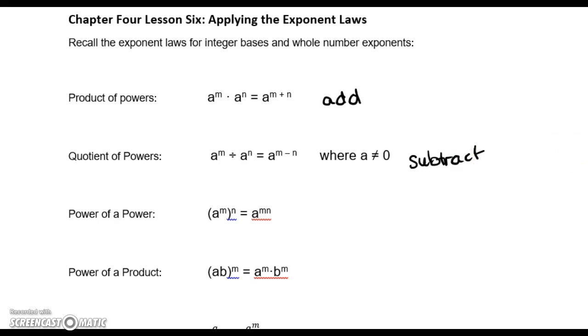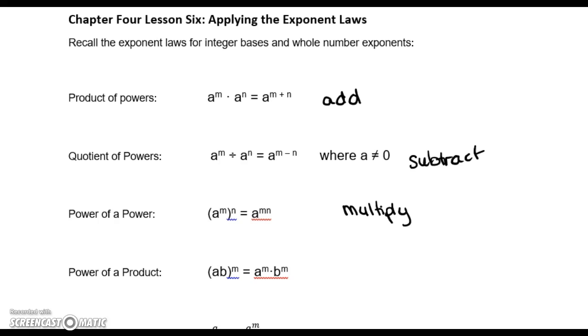Then you have a power of a power, where you have some number with an exponent, and then brackets on the outside with another exponent. When it's a power of a power, you multiply the exponents, and you keep the same base. That's going to be common with all of these, so you keep the same base.